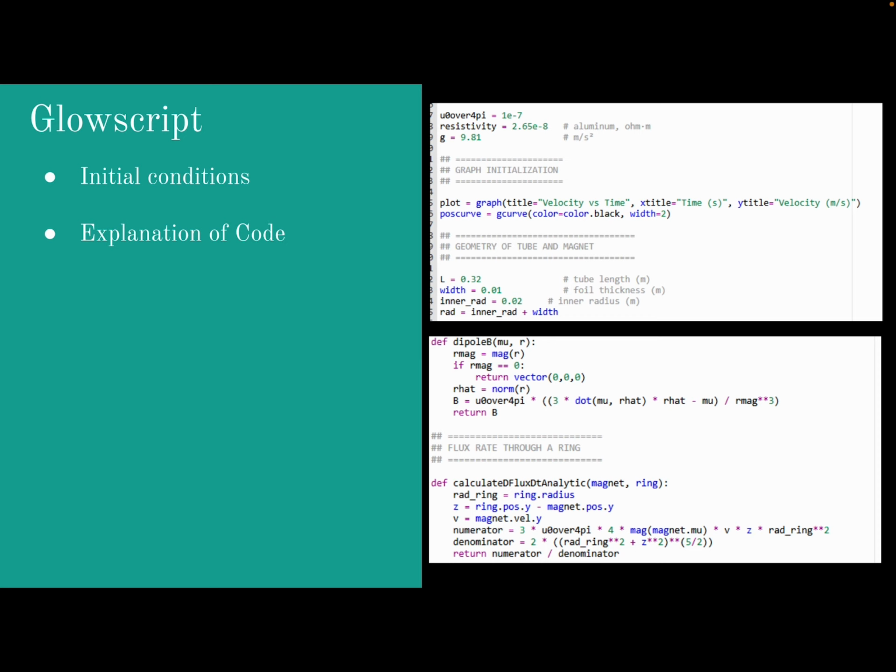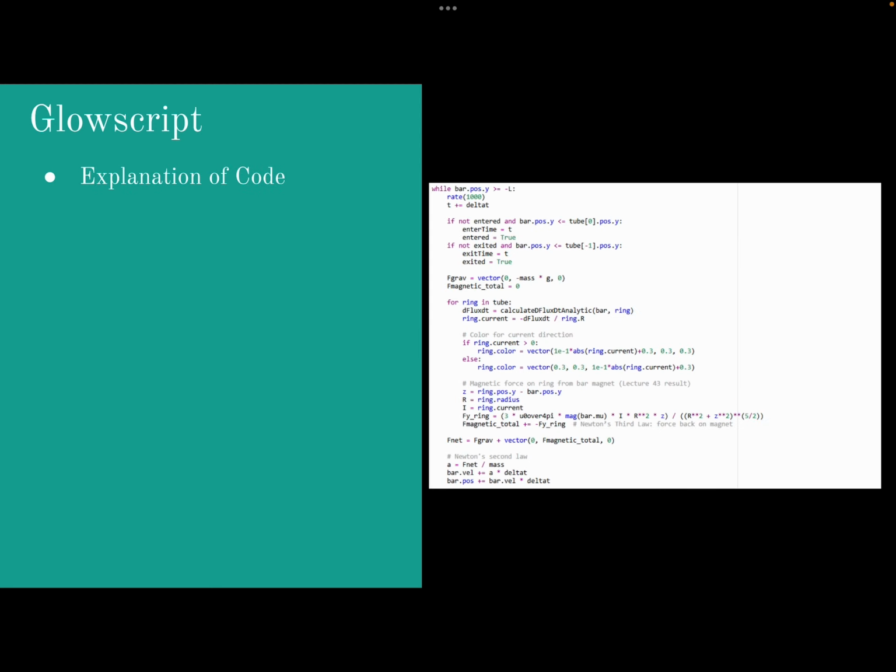Here's the code for this lab. First, I initialized the initial conditions of the lab with the initial length, width, and inner radius of the aluminum foil, and then I found the magnetic dipole of the bar magnet, and then found the magnetic flux. And then I calculated the current in the loop.